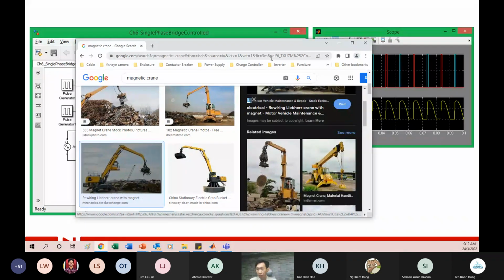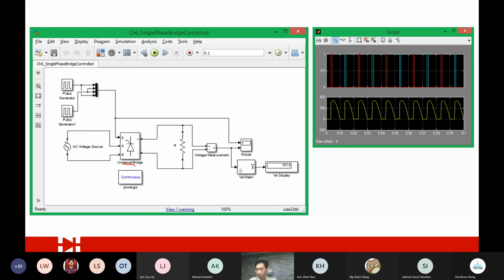The high power stuff, that is where you can see the real controlled rectifier being applied. It depends on how much metal you want to suck out. You can control the strength of the electromagnet. So this is one of the applications.